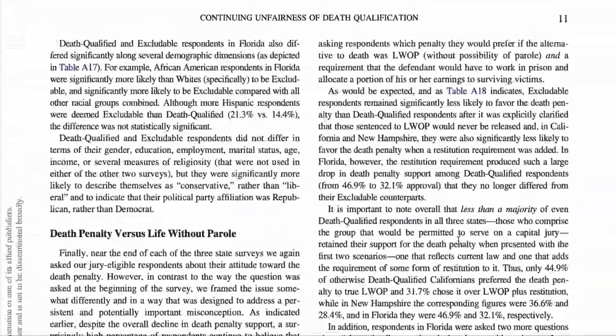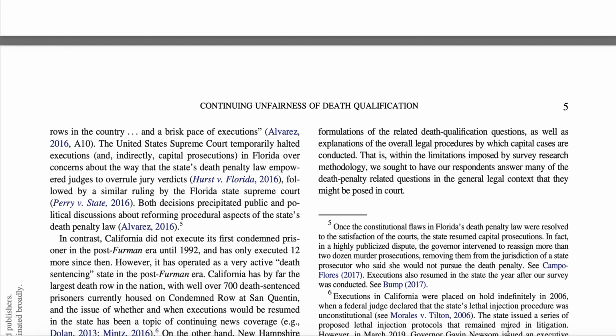So those are the general parts of an article. If you guys have any questions, please let me know.